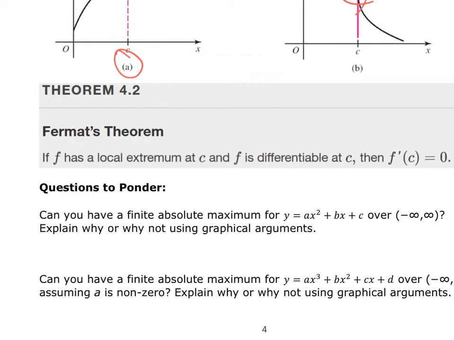Then we set the derivative equal to 0, which we've been doing for a while. So this is not really anything new, it's just the definitions that we're throwing in there now. We're formally defining everything. We haven't changed much.